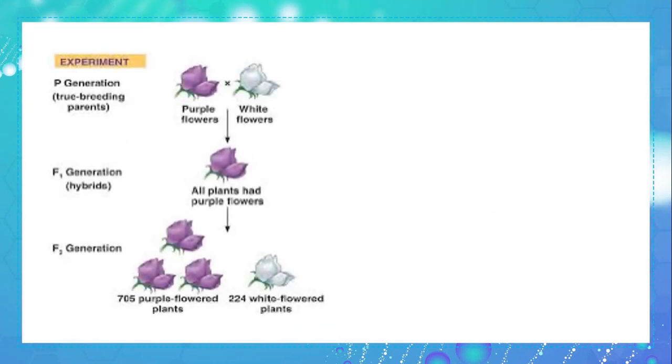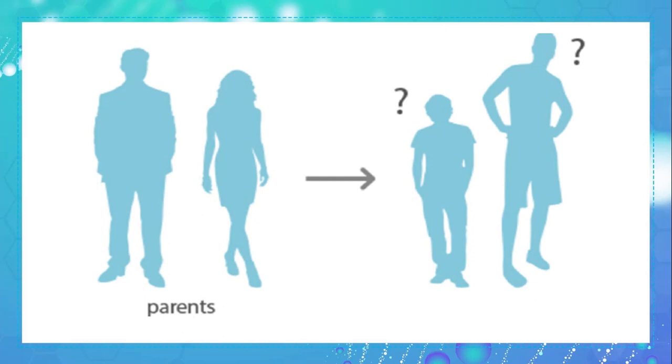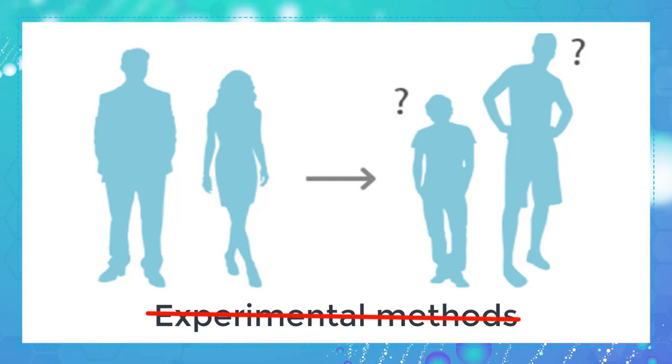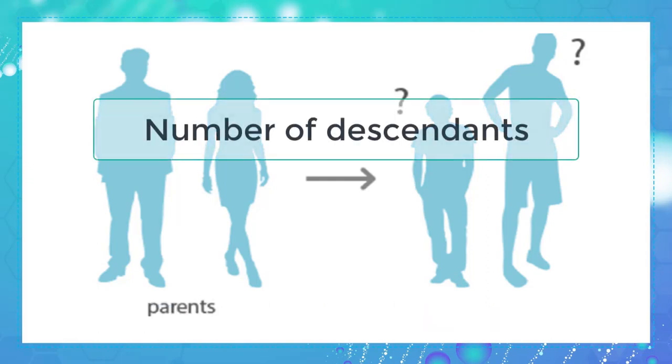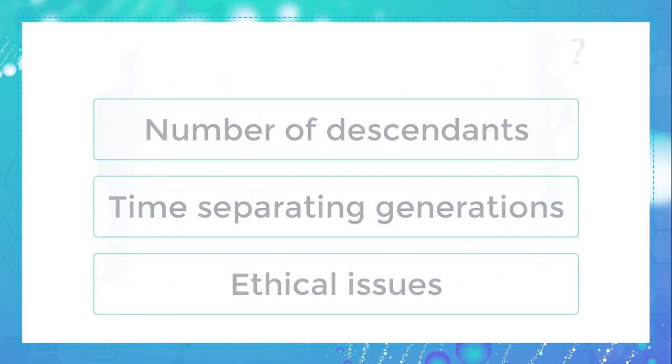In the previous lessons, you have learned about the experimental methods used to study the transmission of a trait and to find the real genotype of a given phenotype. But when it comes to humans, the study of the transmission of human traits cannot be done by experimental methods that are based on trying different types of crosses. Experimental methods cannot be applied in humans for many reasons, such as the smaller number of descendants, the time separating two generations, and the ethical issues, of course.